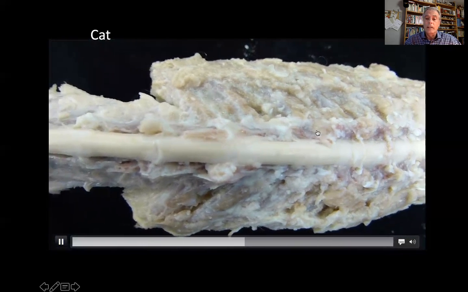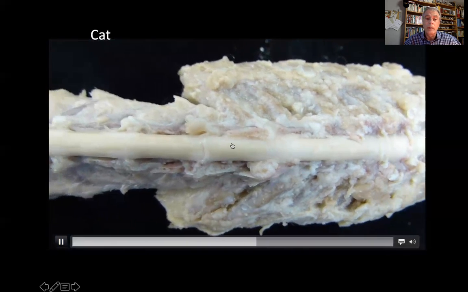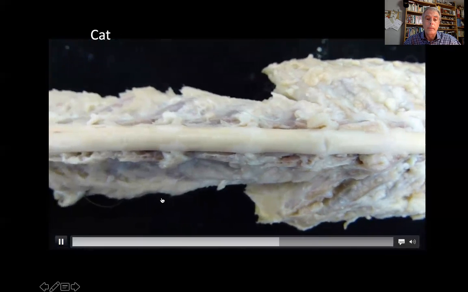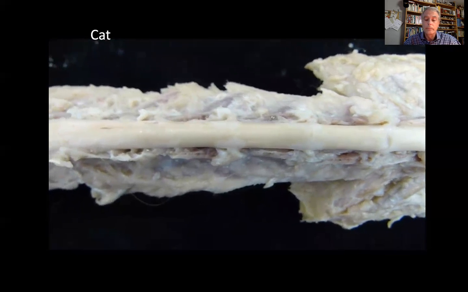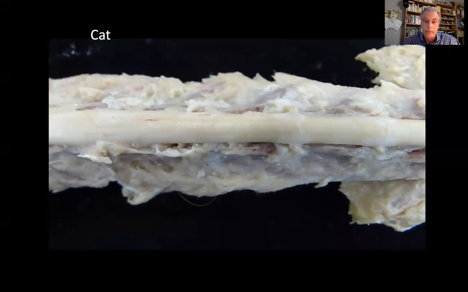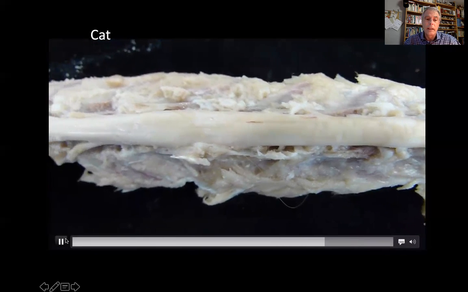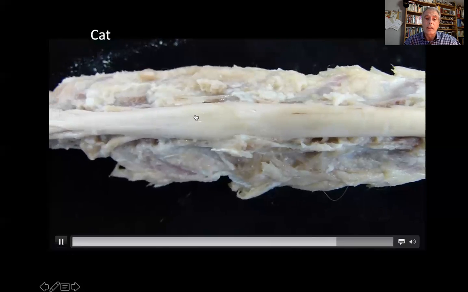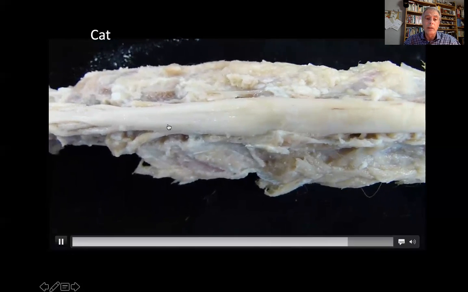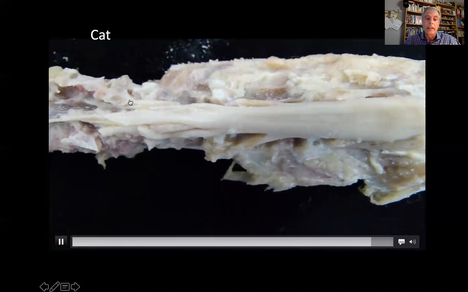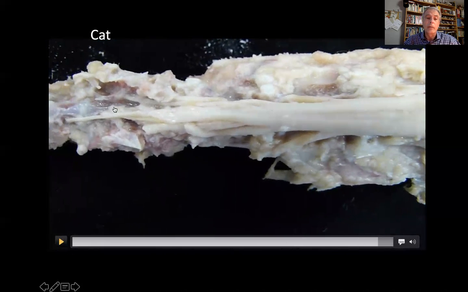So now we are at the thoracic level, and then we progress to the lumbar level. We are at the level of the lumbar intumescence, and here you will notice that the spinal cord of a cat is longer than the spinal cord of a dog. It reaches up to the sacrum.